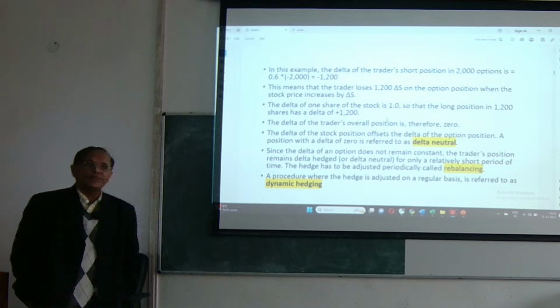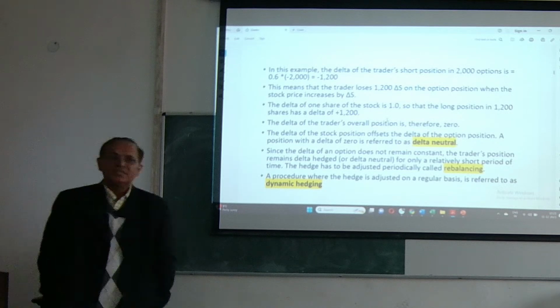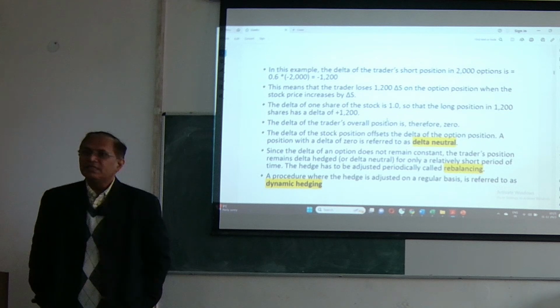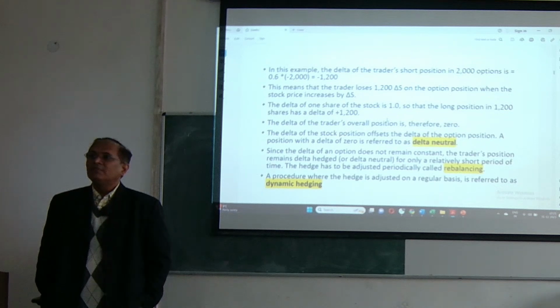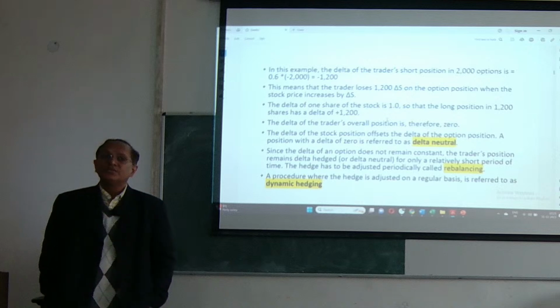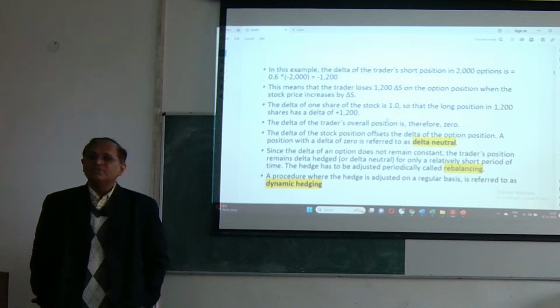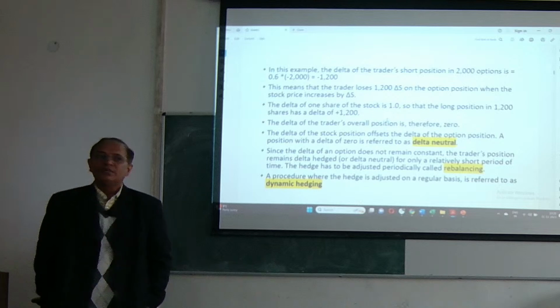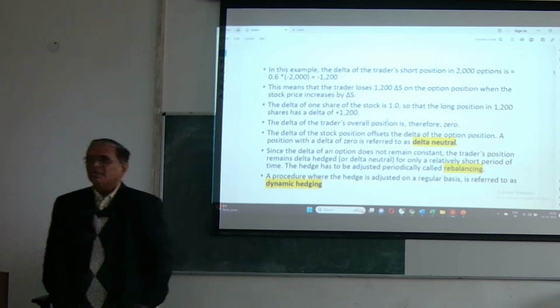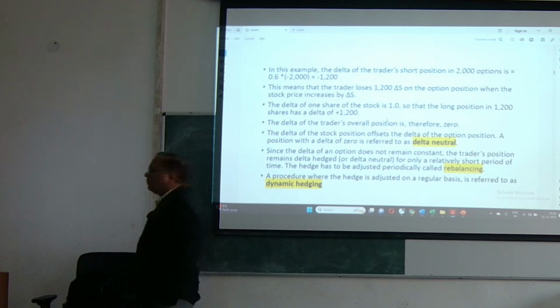Why is rebalancing required? Because as time passes, delta changes. And when delta changes, certainly the position that was perfectly hedged will become partially hedged, will get exposure. So, you need to rebalance your position afterward. That rebalancing is needed.